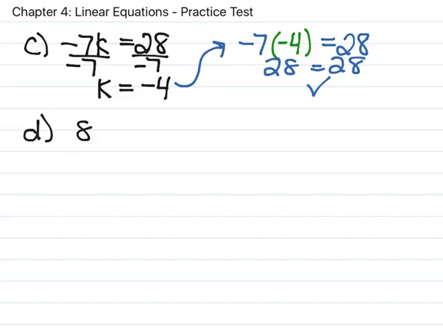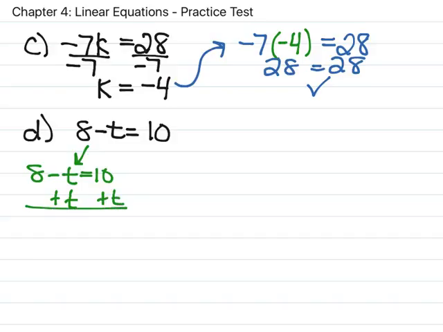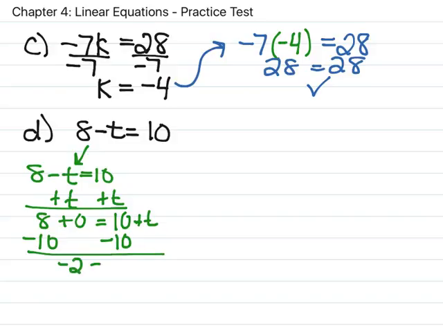D. You have 8 minus t is equal to 10. So you could do this two ways. I'll do the first way in green. So you could recognize that the t is negative and add it to both sides, leaving you with 8 plus 0 equals 10 plus t. And then you'd subtract 10 from both sides to isolate t, which would leave you with negative 2 is equal to t.